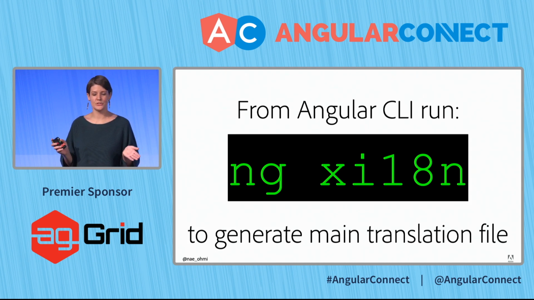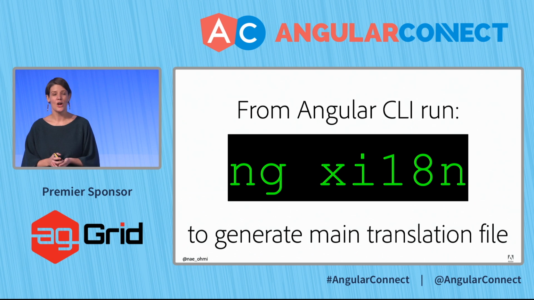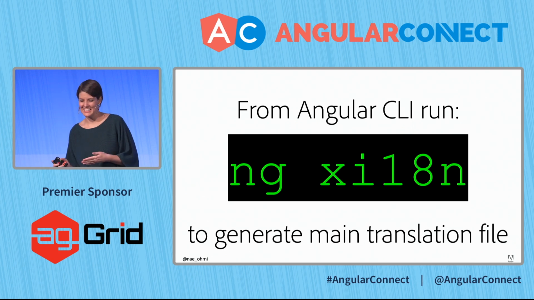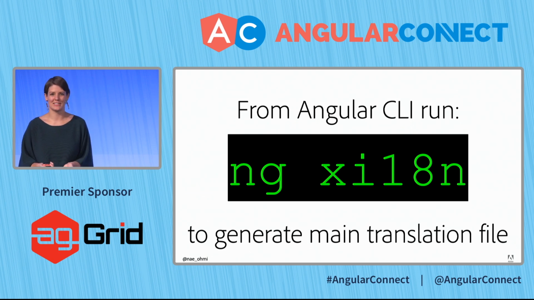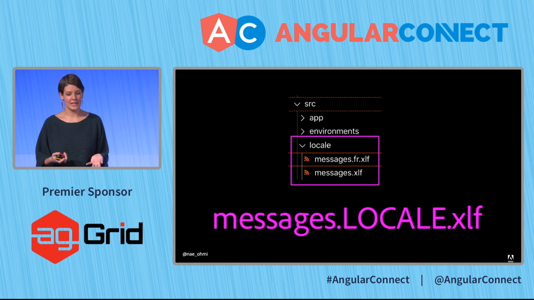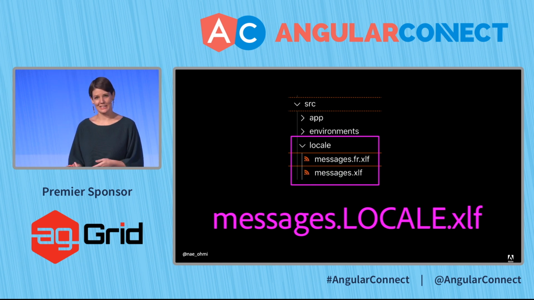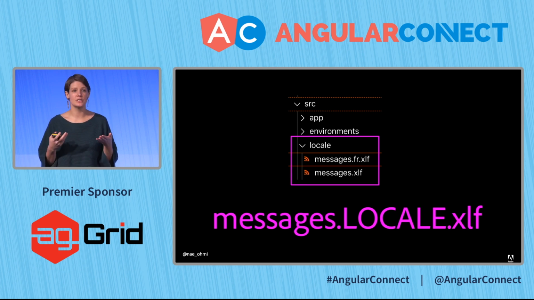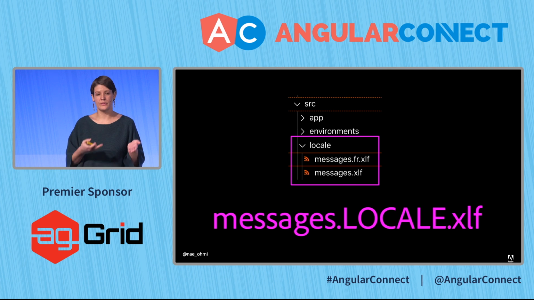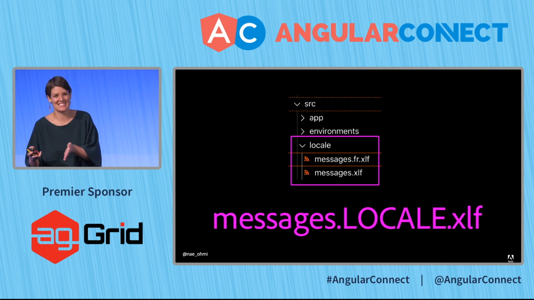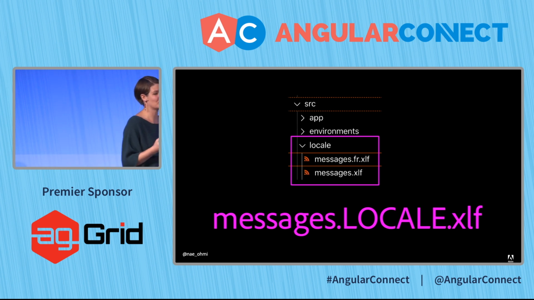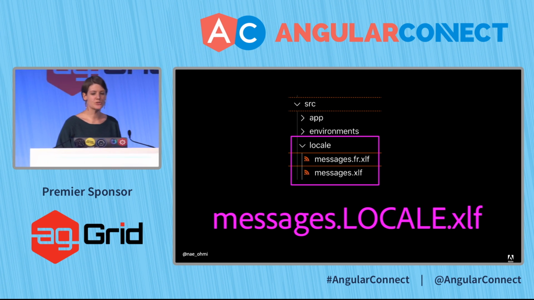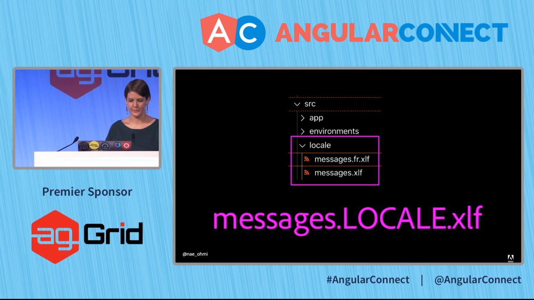The next step is to, from the Angular CLI, run ng extract-i18n to generate the main translation file. And that looks like this messages.xlf file that you can put in your locale folder. And then you can include additional files with the messages.locale.xlf format for each of your supported locales. So here I added one for French.